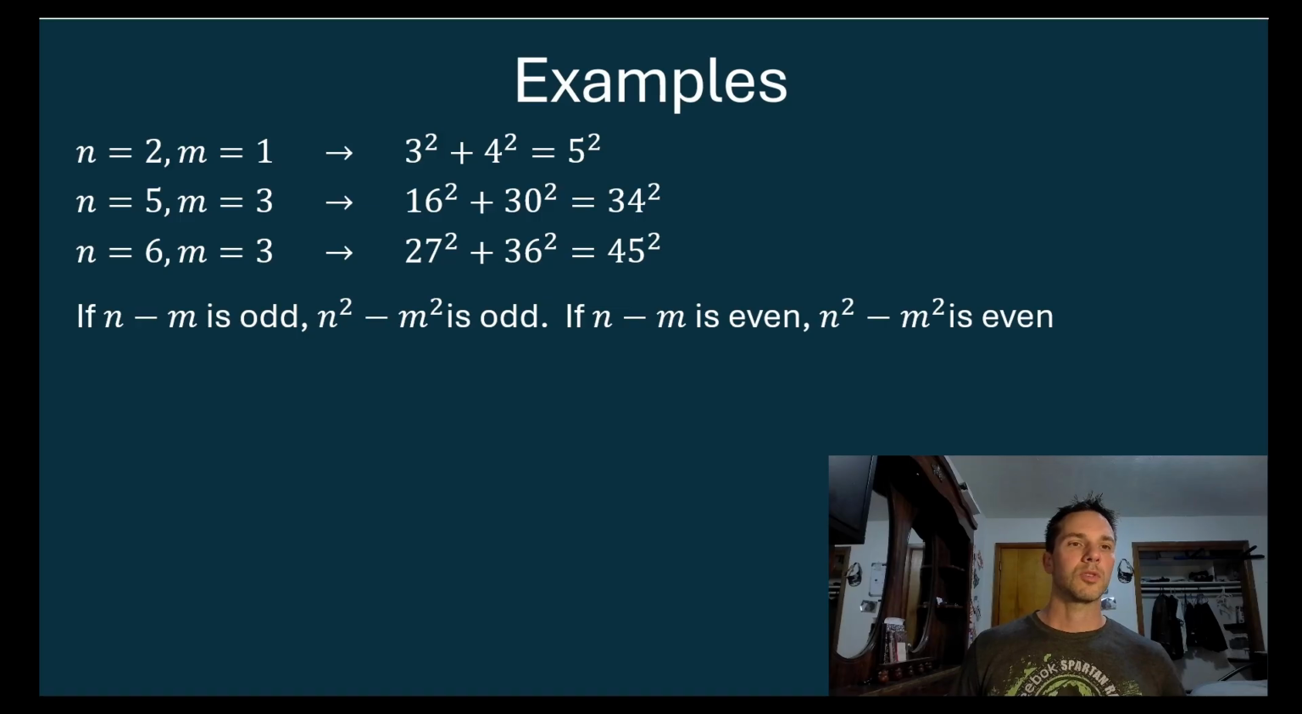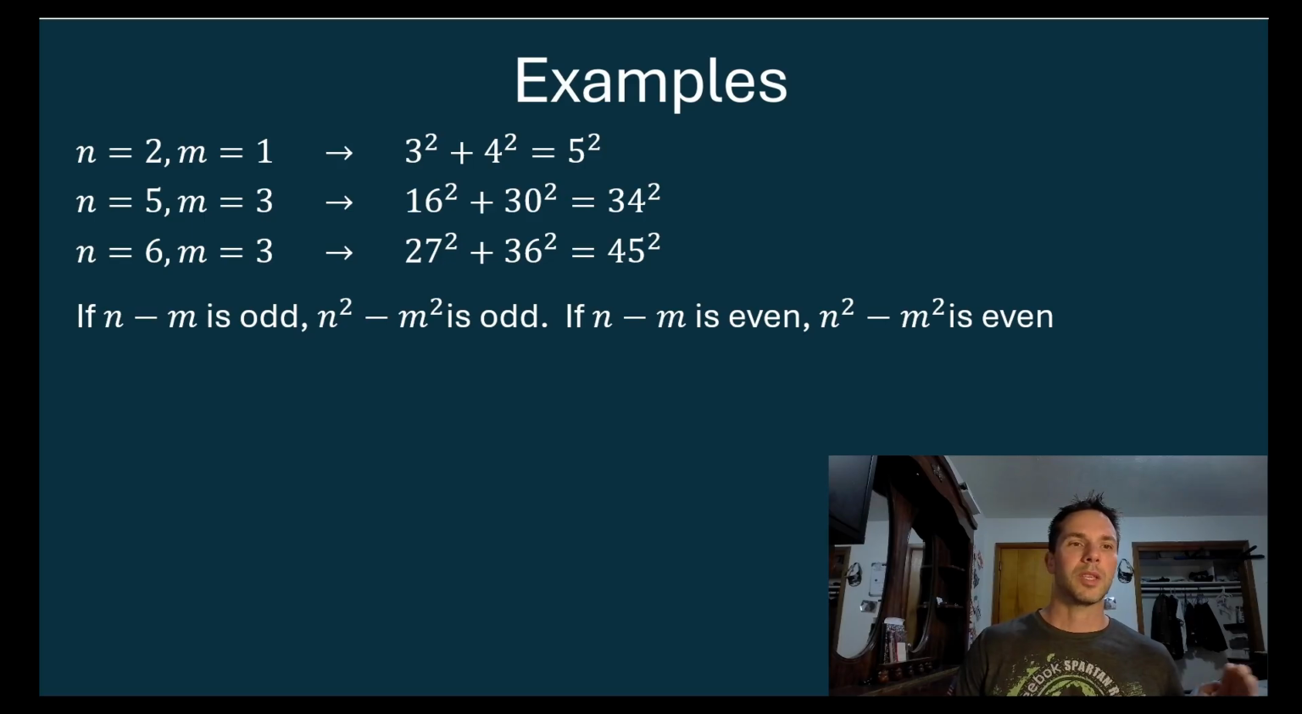You have your 6 times your 3, which is going to be 18. And then you multiply that by 2, you get your 36. Then you get your 36 plus your 9, and then you get that 45. So now off the top of your head, you can say, well, 27 squared plus 36 squared is going to equal 45 squared.